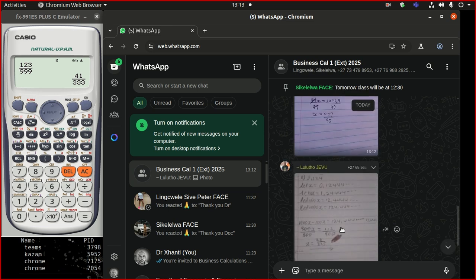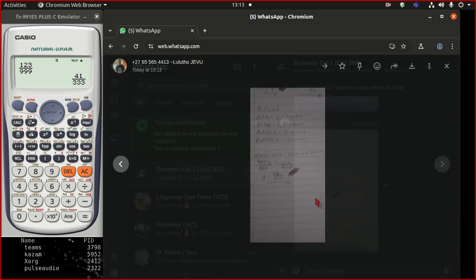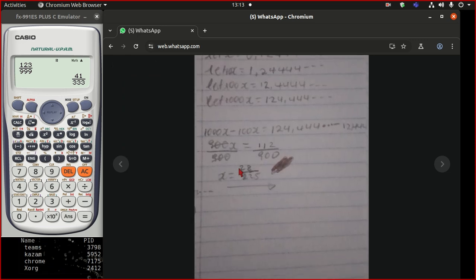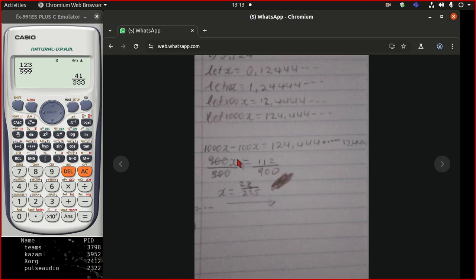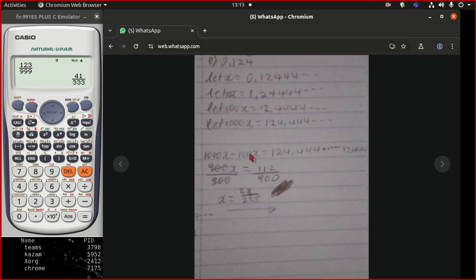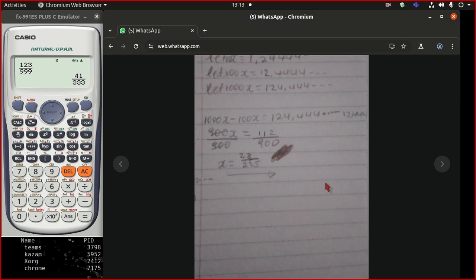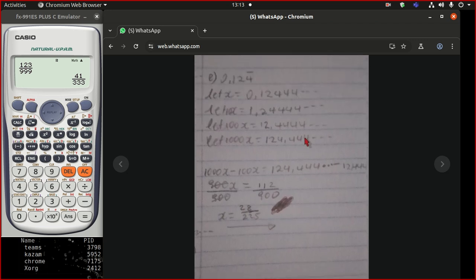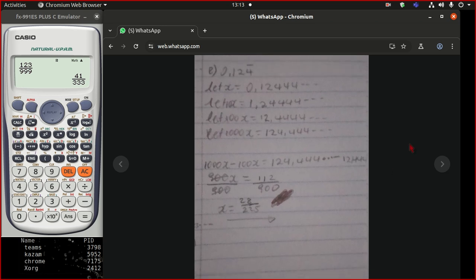Let me look at Lulutojev, what you wrote there. I can't see properly. Okay, this is 28 over 225. So you had 1000 and then you subtracted from 1100. I think you already get what is happening here.